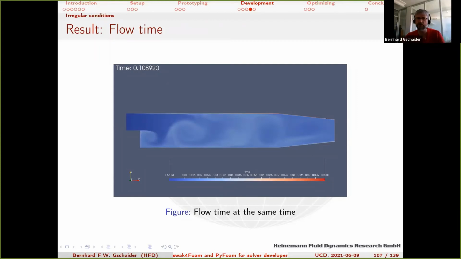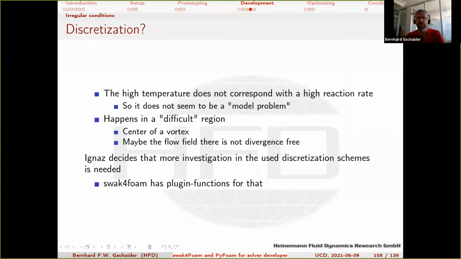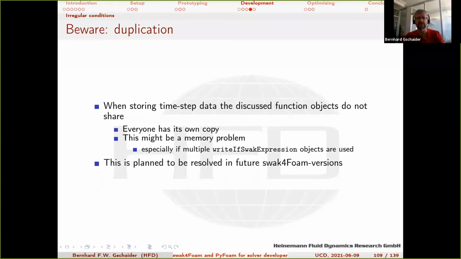Flow time also looks fine in that region. So basically, the conclusion that Ignaz gets to is it must be something with the discretization, because in this vortex, that's basically the most challenging region currently for the visualization. It's possible, for instance, that the flow field there has a slightly non-zero divergence, and because of that, energy accumulates in there. But that's something that he can now keep on investigating.